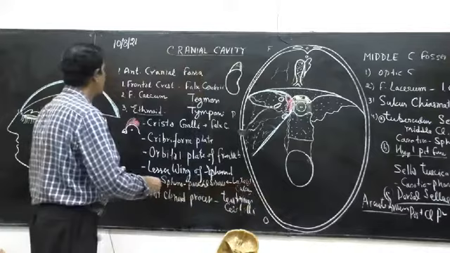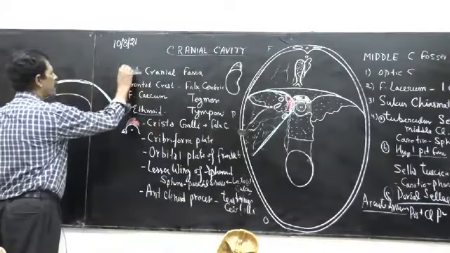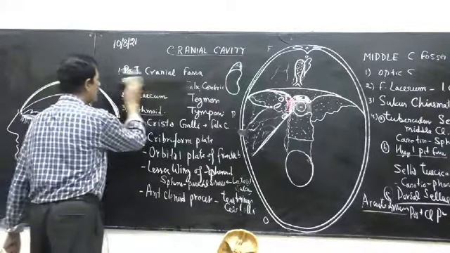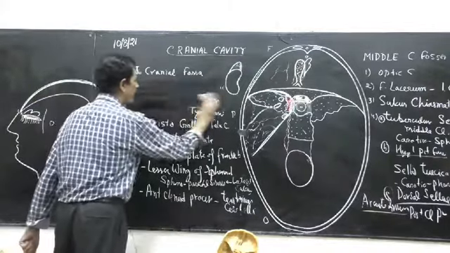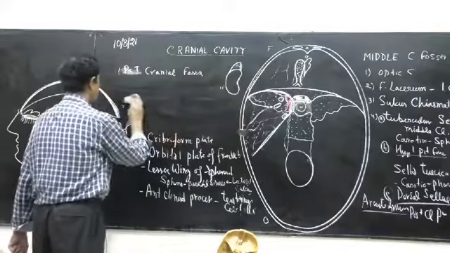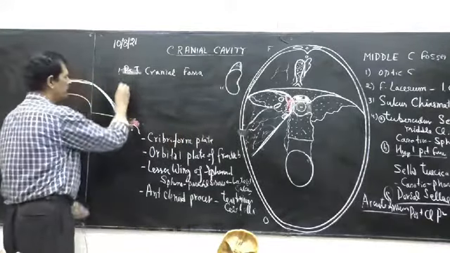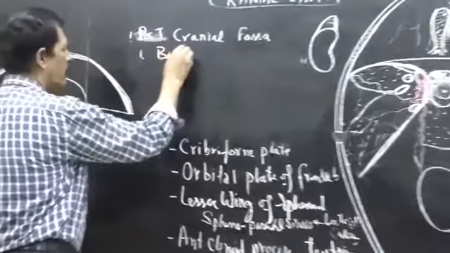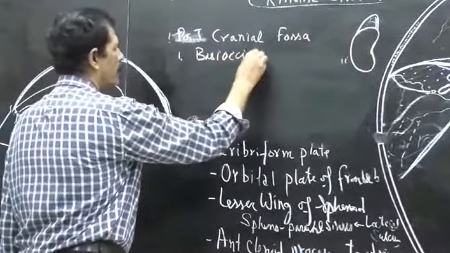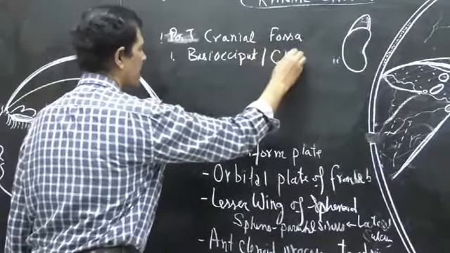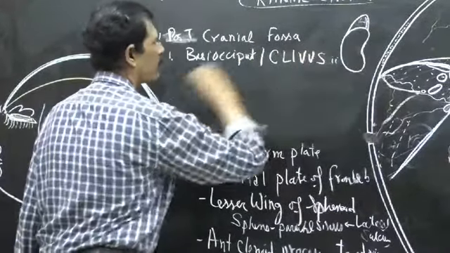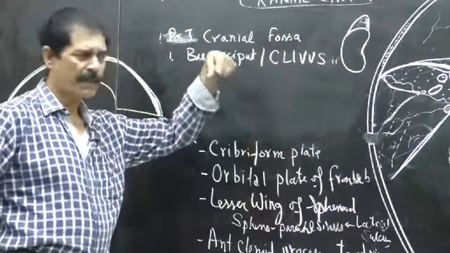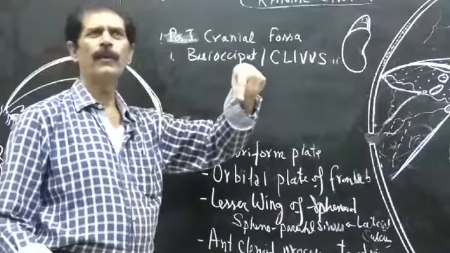The features of the posterior cranial fossa. Number 1, basi-occiput. Basi-occiput is also called the clivus. Clivus is like a baby slide. It is not vertical, it is a baby-slide-like oblique.